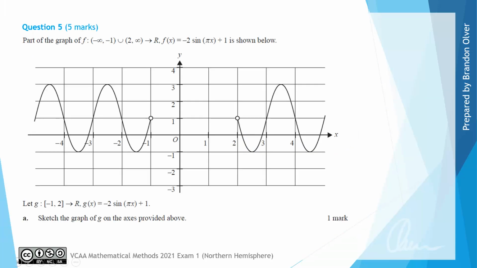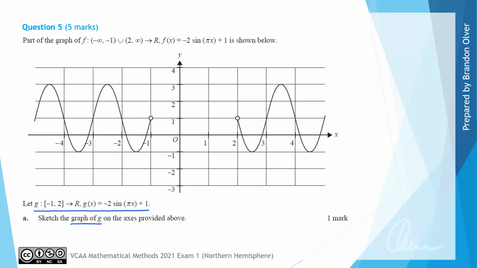For question 5, part of the graph of f, which has a domain from negative infinity to negative 1, not included, union with 2 to infinity, both not included, with a rule of f of x equals negative 2 sine of pi x plus 1, is shown below. We then let g have a domain of negative 1 to 2 and a rule of negative 2 sine of pi x plus 1, so the same rule as f but a different domain. And part A asks us to sketch the graph of g on the axes provided above for 1 mark.